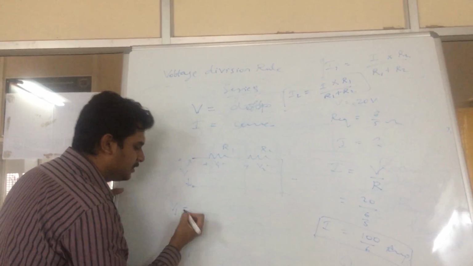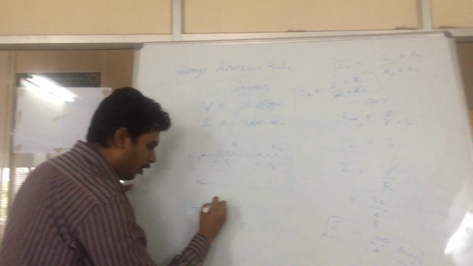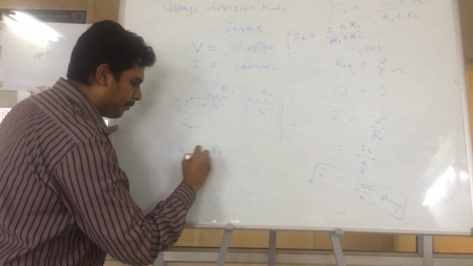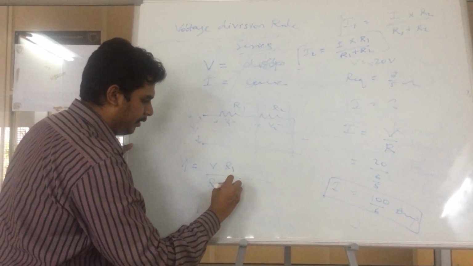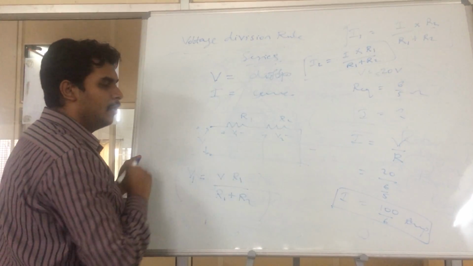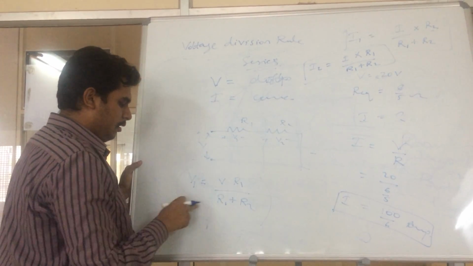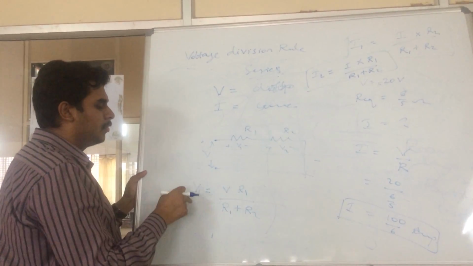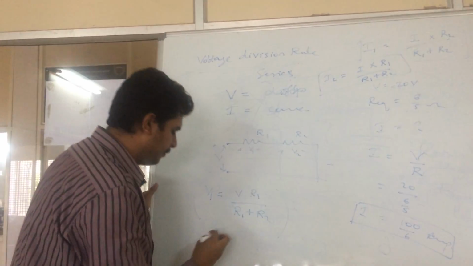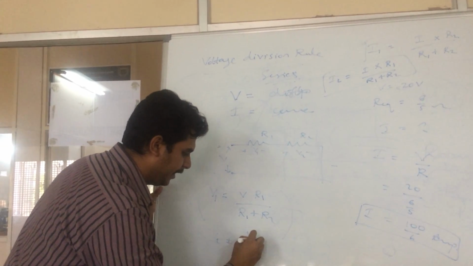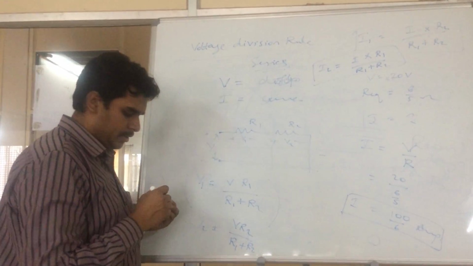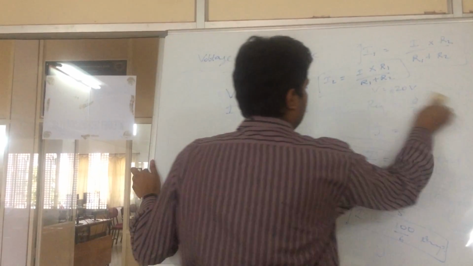To calculate this, V1 is equal to the total voltage multiplied by the same resistor by the sum of all the resistors. This is the formula for calculating the drop at resistor 1. Therefore V1 is equal to V into R1 by R1 plus R2, and similarly V2 is V into R2 by R1 plus R2. Okay, now let us take some simple examples.